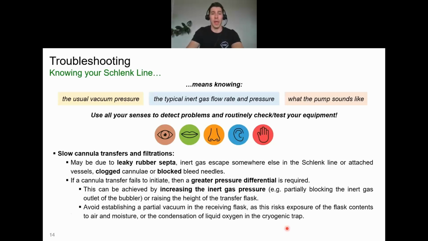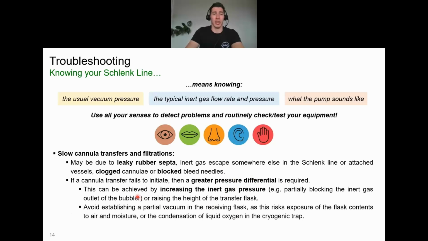The second main problem that you may encounter is that your cannula transfers and especially filtrations are slow. Again, this deals now with the inert gas side of things, so you may still have a leak to some degree. So the septa that you're using may have some leaks. A stopper may have popped off without you noticing. So if the inert gas has somewhere else to escape through, then that would stop it. And if you have a blockage where the inert gas can't safely escape, then that would also stop or slow down the filtration.